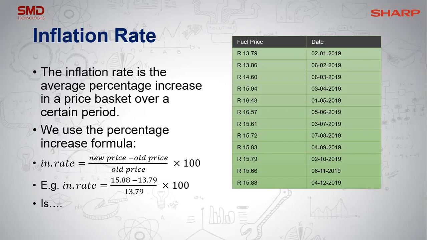As long as you take your new price, subtract your old price and divide by your old price. Now you can use follow-up questions on this. So for example, they can ask you, okay, so if the inflation rate is 5 whatever percent, then what you're actually going to do is use it in a compound interest formula.